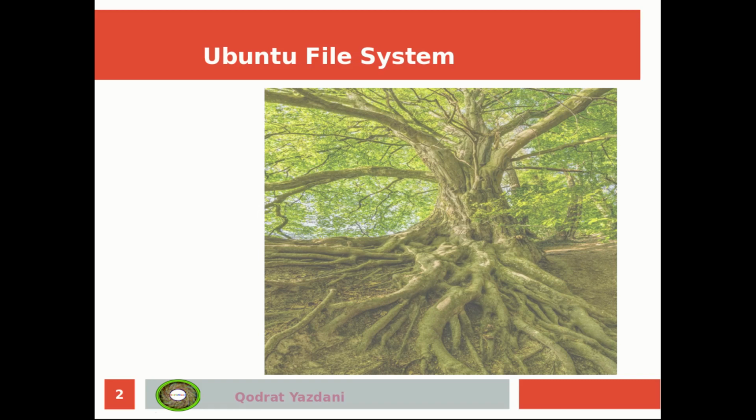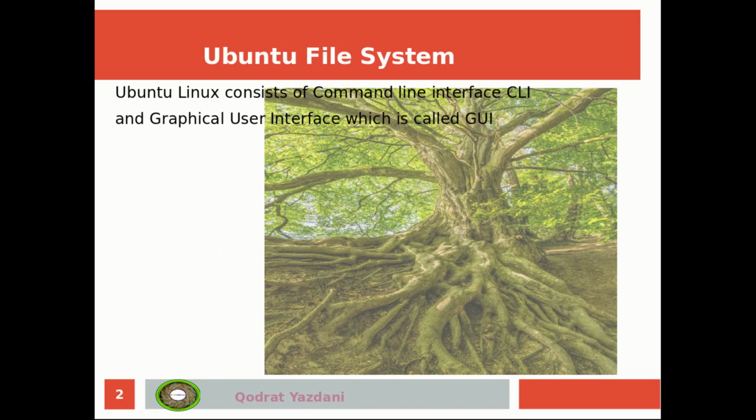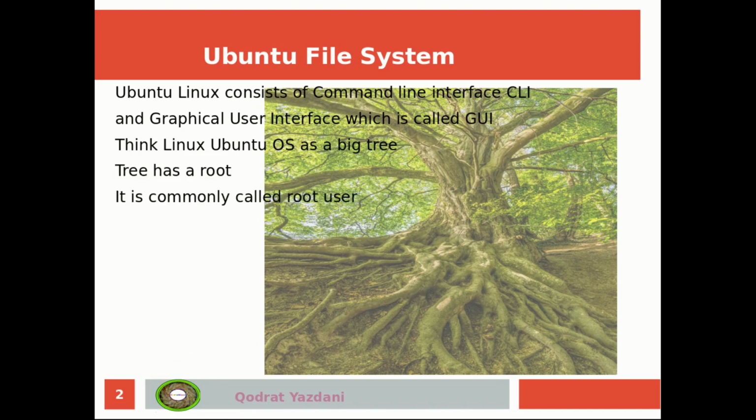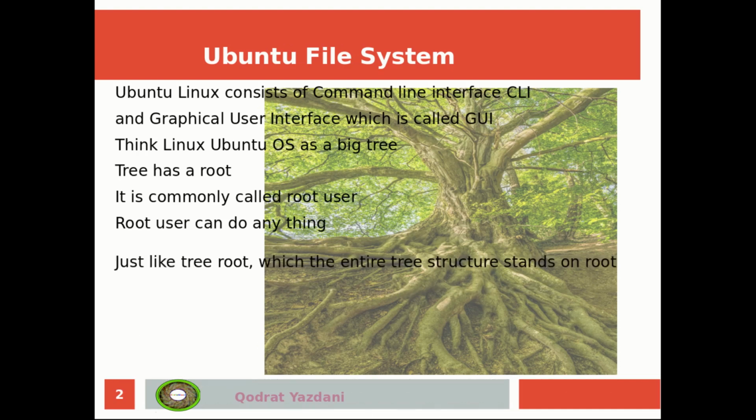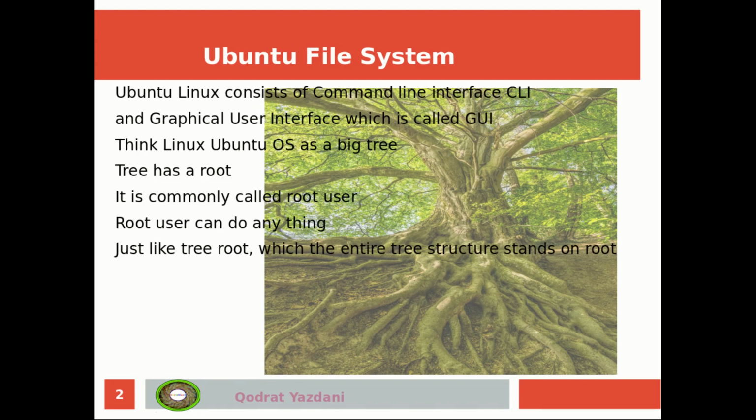Introduction to the Ubuntu Linux file system. Ubuntu Linux consists of a command line interface, also called CLI, and a graphical user interface, also called GUI, where the CLI and GUI interact with each other. Think of the Linux Ubuntu operating system as a big tree. A tree has a root, and the user who installs Linux on the computer is root. You are the root of the tree, commonly called the root user. The root user can do anything, just like a tree root, on which the entire tree structure stands. Linux works exactly the same way as a tree structure.